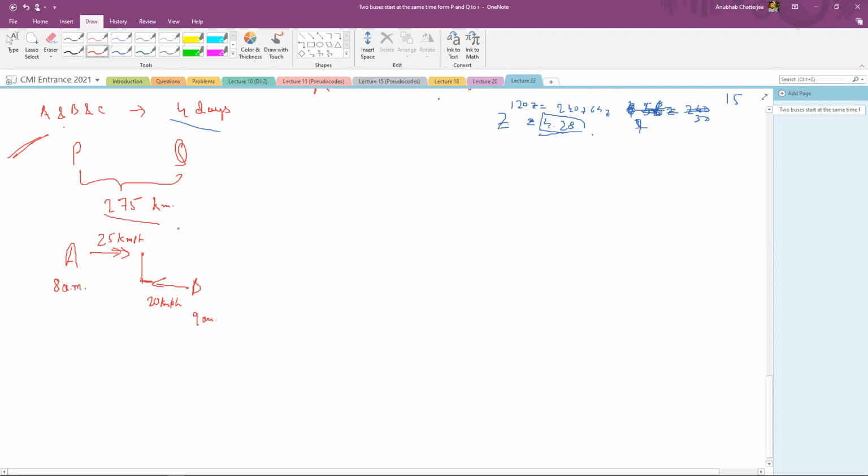Because it's 275 kilometers, for A to reach Q it will take 275 by 25, that's 11 hours. And B starts 1 hour late. Somewhere in the middle they will meet. At what time do they meet? Quickly figure it out. In the meantime, I'll write another question. Okay, let's figure it out and then I'll write the other one.